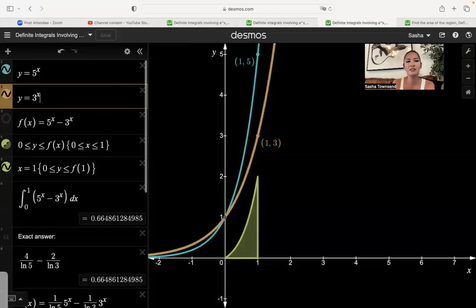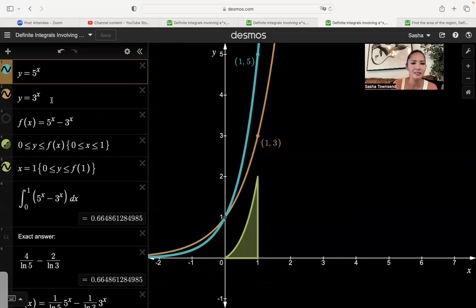Now this one was a little bit more interesting. We had 5 to the x minus 3 to the x as our integrand. Now 5 to the x looks like that. It's that teal graph. And then 3 to the x looks like that. And we're only interested in the function between 0 and 1. On the interval from 0 to 1, we can see that the 5 to the x graph is higher. It has larger y values than the 3 to the x graph. So on that interval, when we subtract, we get values between 0 and 2.